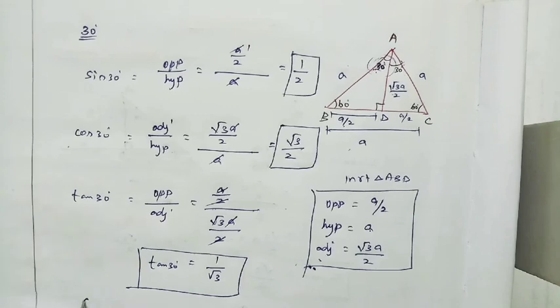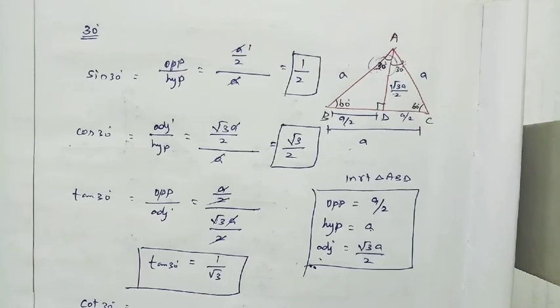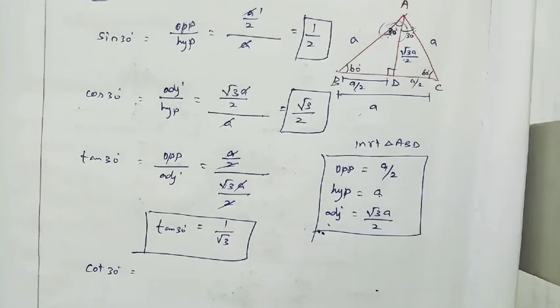If you want to find cot 30, sec 30 and cosec 30, we already know the identities and the trigonometric ratios. For cot 30, what is it?